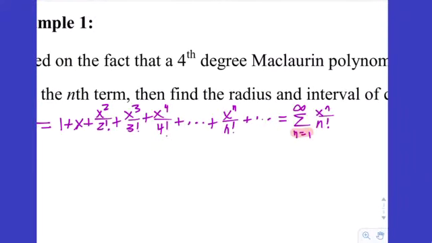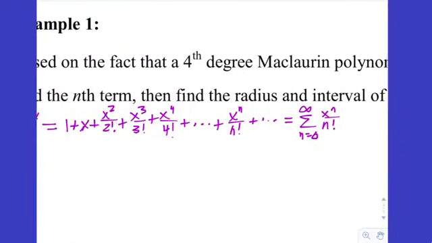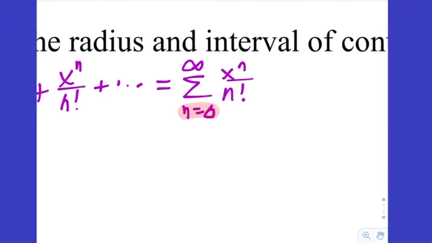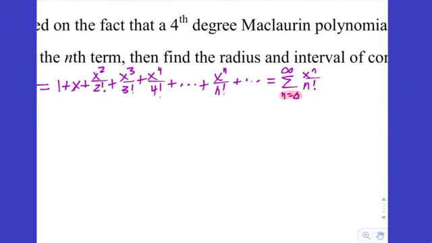If I plugged in a 1 for n, does that give me my first term that I listed? No. When I plug in a 1, I get x to the first over 1 factorial, which is actually the second term. Yikes, okay? So I need to actually start at what? If I started at 0, that would work. There you go, because x to the 0 is 1, and 0 factorial is 1, and 1 divided by 1 is 1. So check that every time. When you write the rule of sequence and you can condense it down, check your starting value of n.